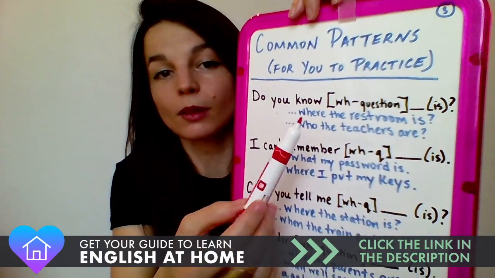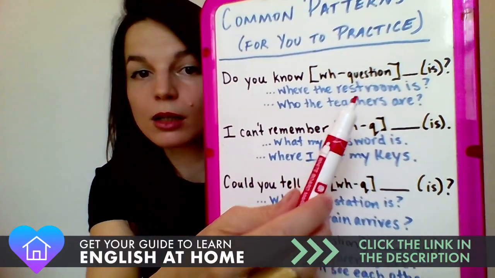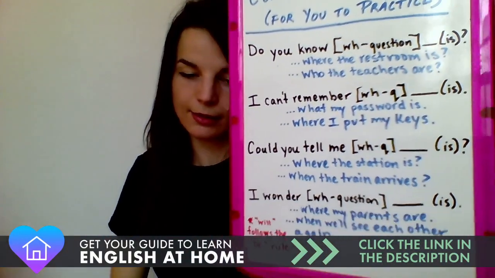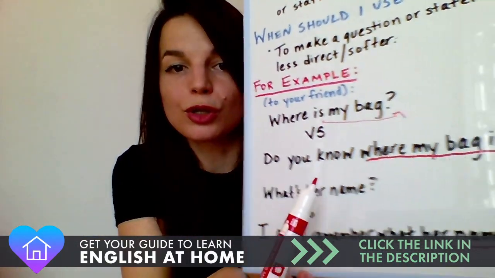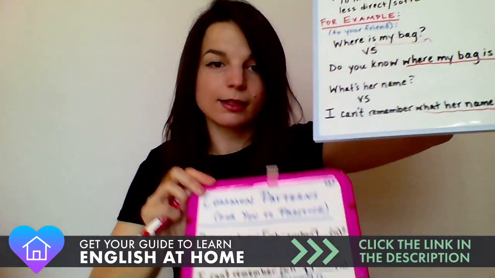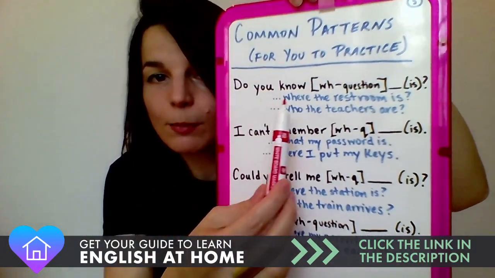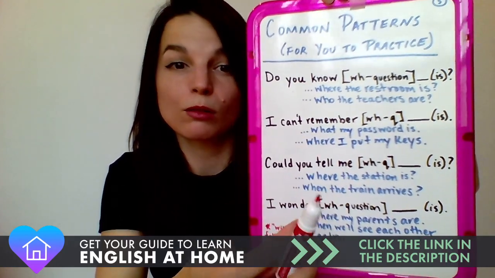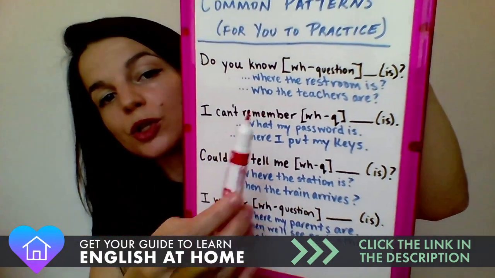First one, do you know plus WH question plus some information and maybe is. We've practiced this before in today's lesson. We practiced this pattern right here. Do you know where my bag is? So this is a WH question pattern with do you know. WH question means those questions that start with WH, like who, what, where, when, why, those things. So we can use those with do you know?